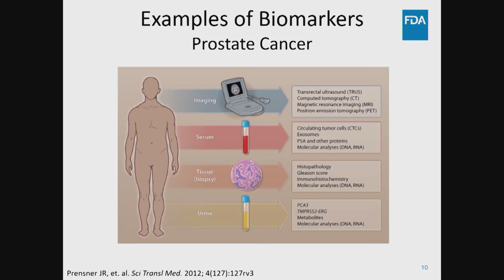Similarly, this slide shows different potential biomarkers for prostate cancer, and this is organized by where the biomarkers originate. So the imaging biomarkers such as transrectal ultrasound or CT or MRI or PET imaging. Serum biomarkers, so you can look at circulating tumor cells in the serum, as well as molecular analyses in DNA and RNA. The tissue biopsy biomarkers, so histopathology information, Gleason score, immunohistochemistry, or you can do molecular analyses actually on the tumor tissue to look for somatic mutations and changes in gene expression. And lastly, urine biomarkers. So there's many different metabolites that are useful to measure in urine for prostate cancer patients. So biomarkers can take on a very broad array of things, not just the traditional biomarkers that you've likely heard of, such as blood pressure and glucose.